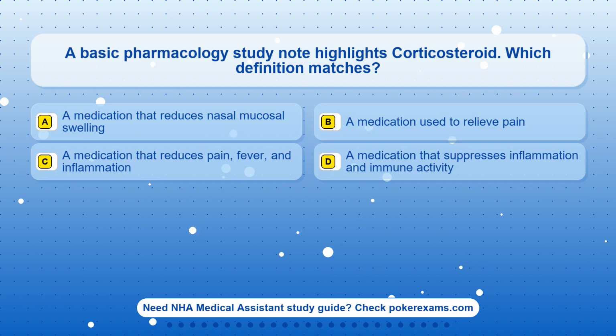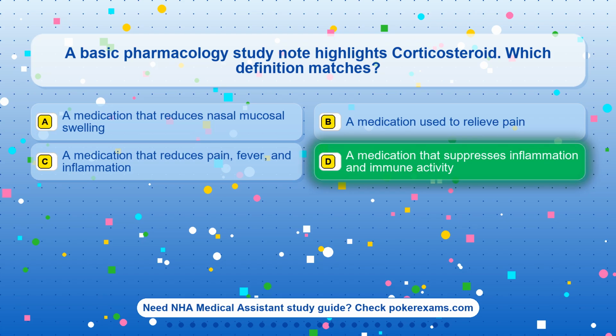Question 22. A basic pharmacology study note highlights corticosteroid. Which definition matches? Option A. A medication that reduces nasal mucosal swelling. Option B. A medication used to relieve pain. Option C. A medication that reduces pain, fever, and inflammation. Option D. A medication that suppresses inflammation and immune activity.